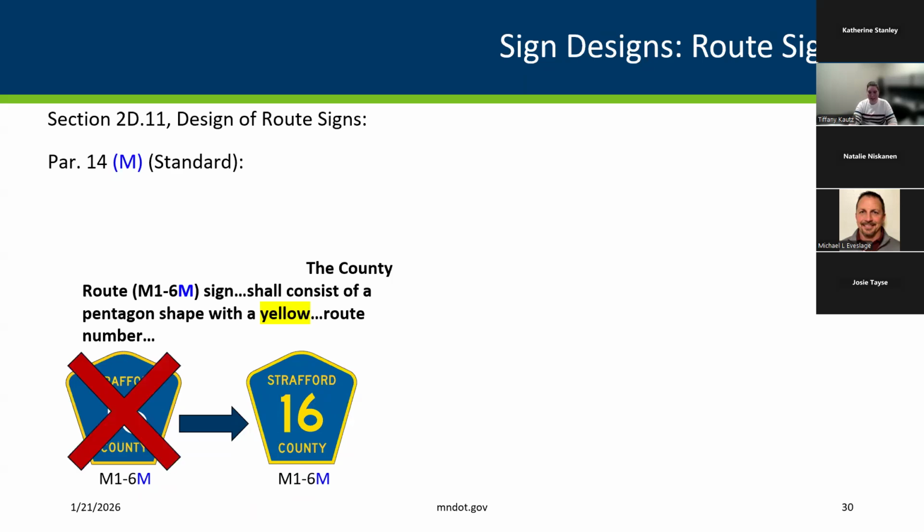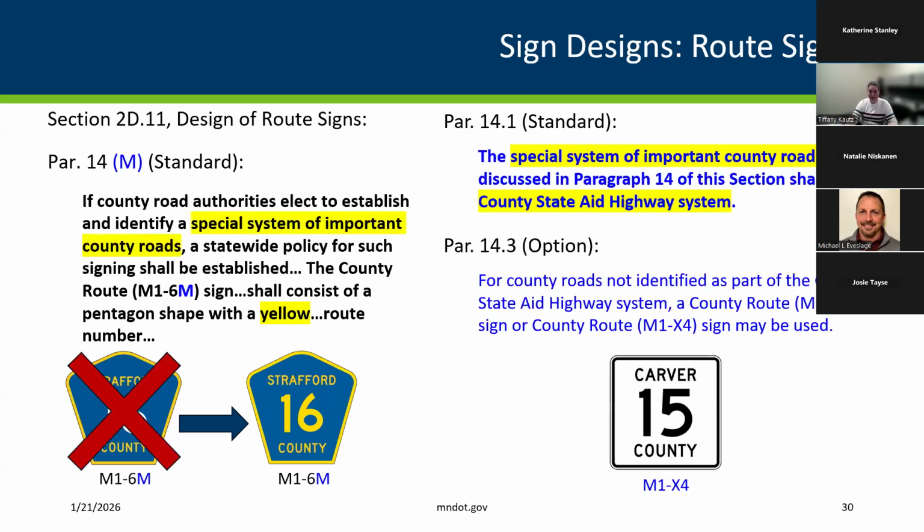But I think the bigger change here is going to be the use of the blue pentagon versus the white rectangle sign. So we worked with FHWA about the white rectangle sign. And what was required was that there is a special system of important county roads to use the blue pentagon. And that was defined in the manual now as the county state aid highway system. So for the county state aid highway system, we'll need to use the blue pentagon.